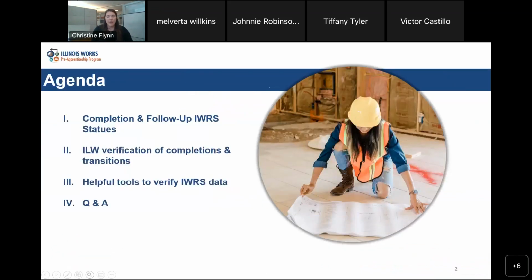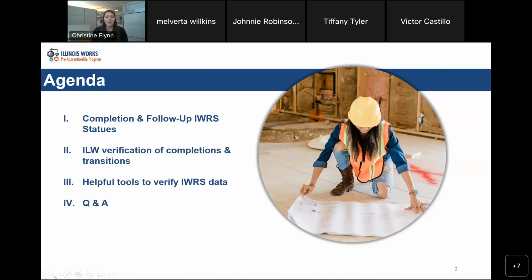So we're going to begin today by going through those definitions of the completion statuses. Then we're going to move into our next section, which will really focus on how our office will verify those completions and transitions in IWRS. The next section, I'm going to go through some helpful tools that you all already have access to that will help you verify that IWRS data. Some of those tools you may have already used, but I'm going to go over ways that you can use them to really ensure that you are checking those completions and checking those transitions. And then, like I said, we're going to end with a Q&A.